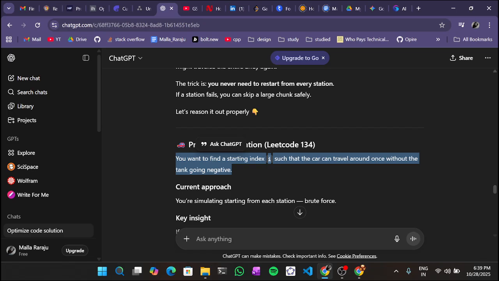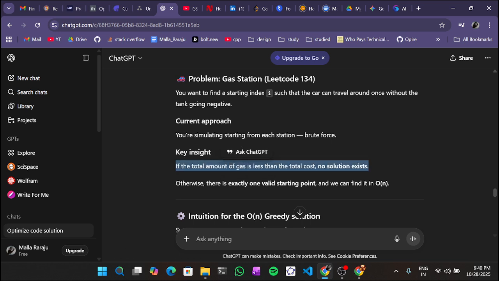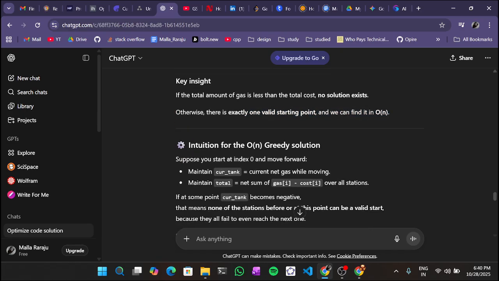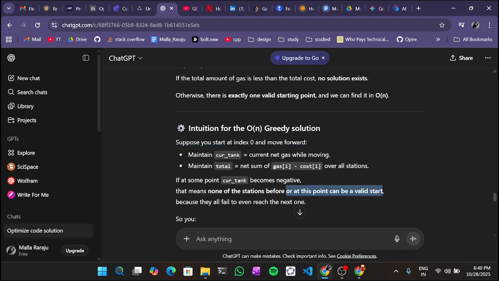I think it's a DP based problem. You want to find a start index. Okay, current approach. If the total amount of gas is less than the total cost, no solution. Suppose you start at index 0 and move forward, maintaining the current net gas while moving, and a total equal to the net sum. If at some point the current tank becomes negative, that means none of the stations before or at this position can be a valid start, because they all fail to even reach the next one.